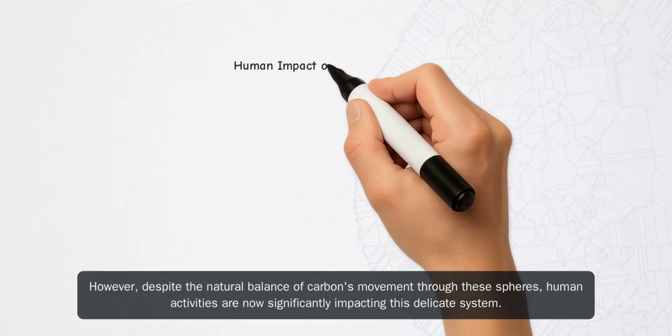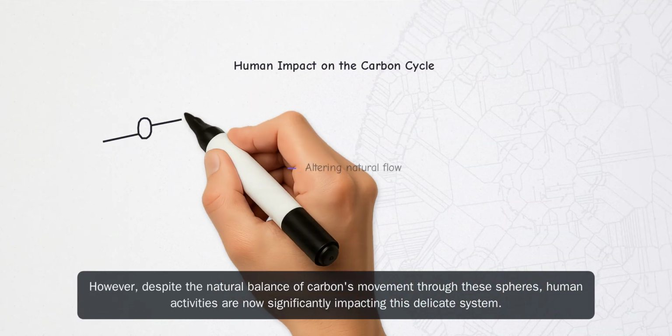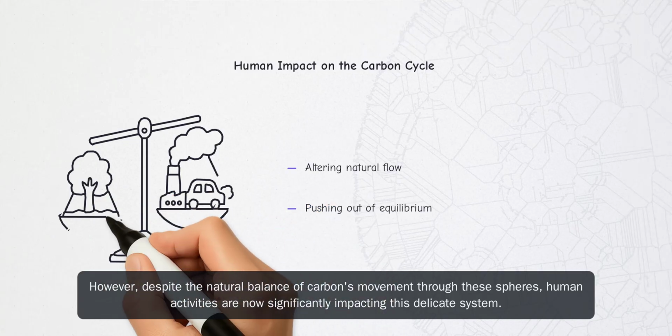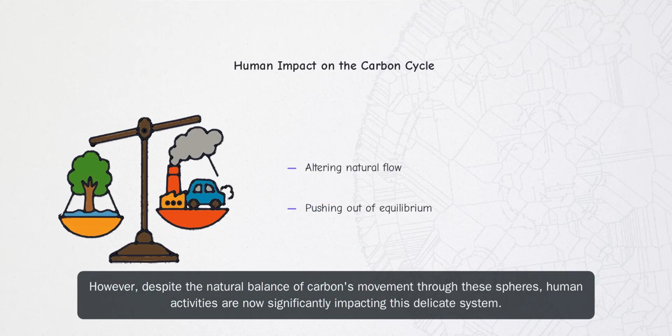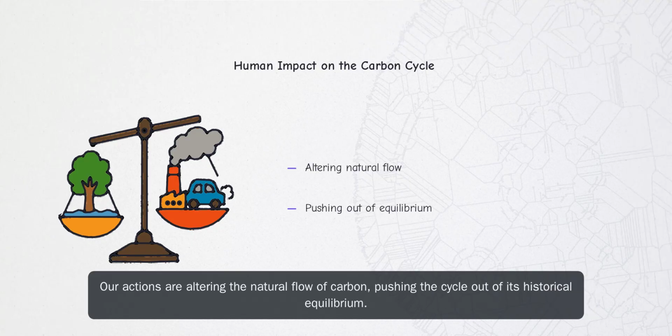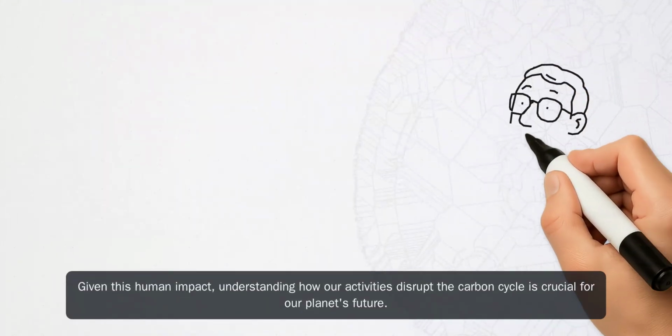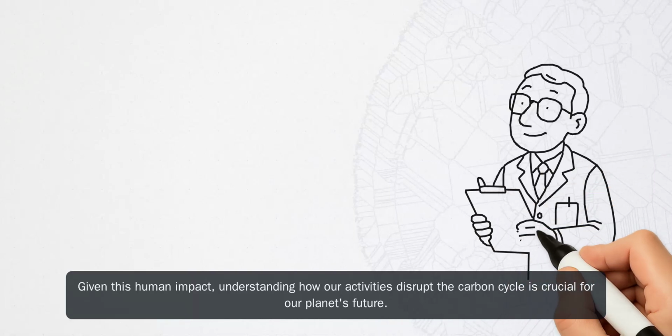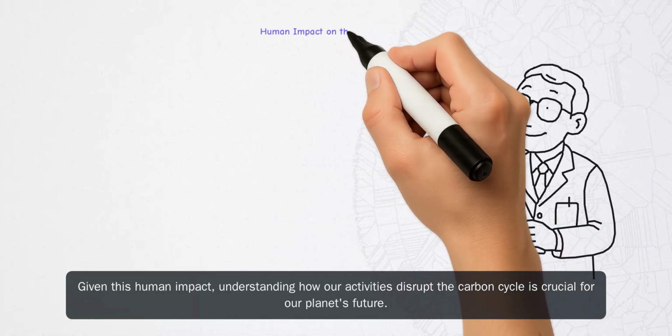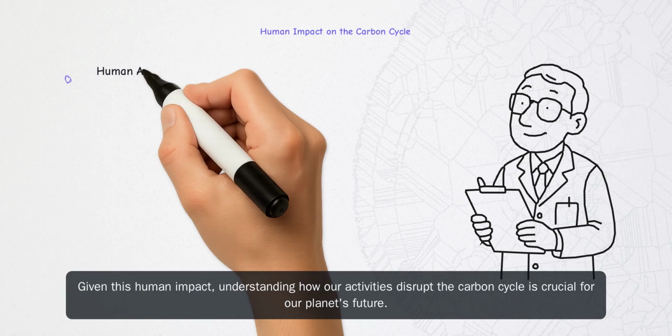However, despite the natural balance of carbon's movement through these spheres, human activities are now significantly impacting this delicate system. Our actions are altering the natural flow of carbon, pushing the cycle out of its historical equilibrium. Given this human impact, understanding how our activities disrupt the carbon cycle is crucial for our planet's future.